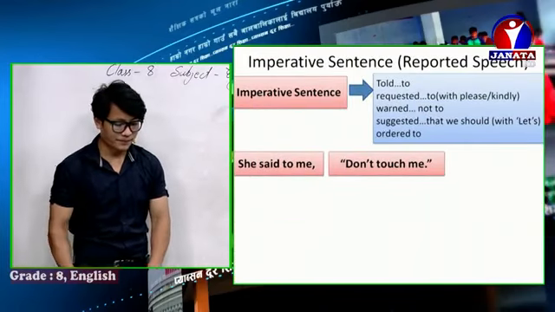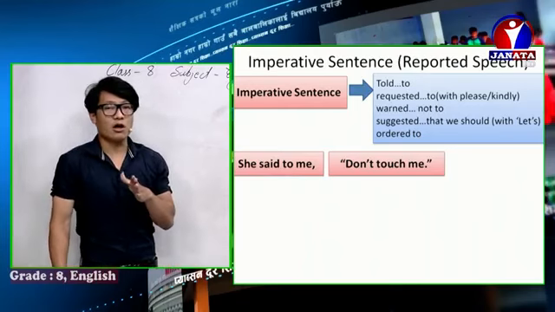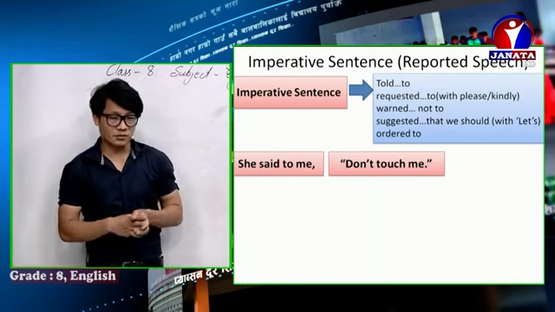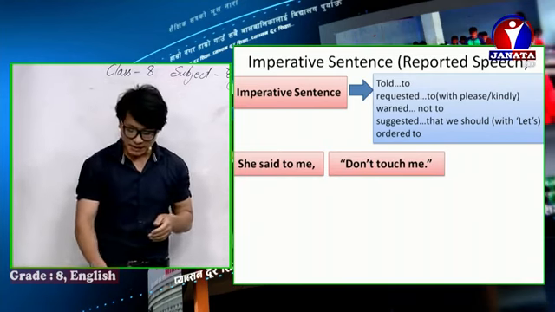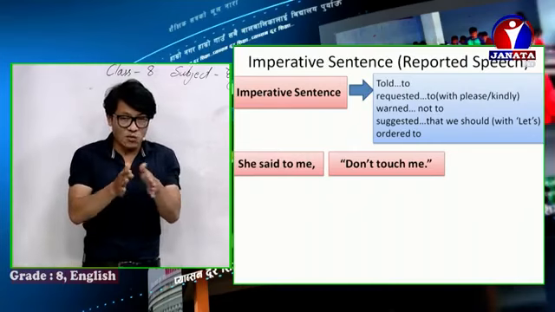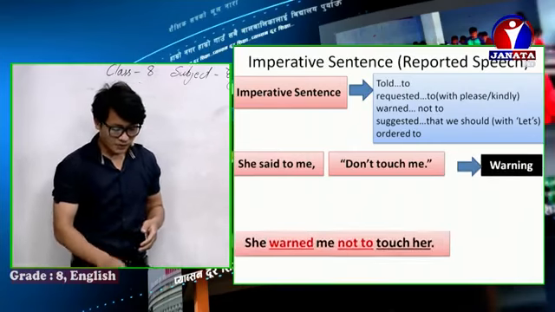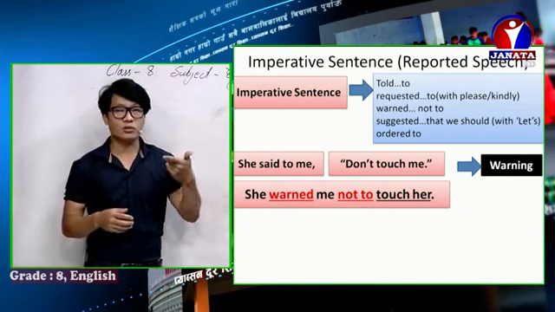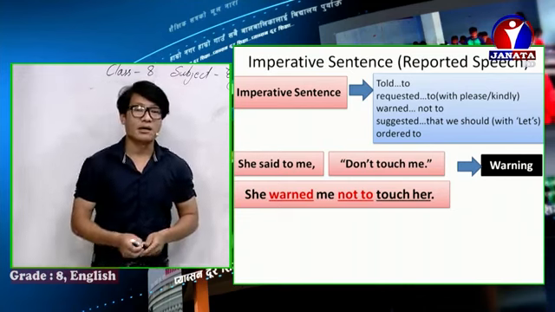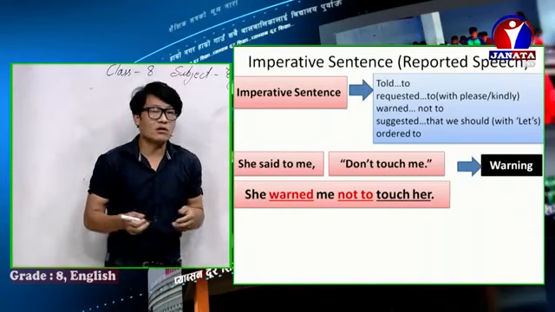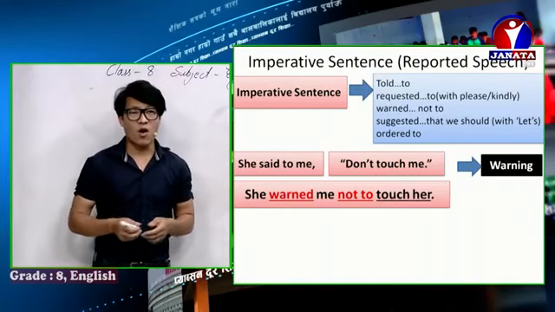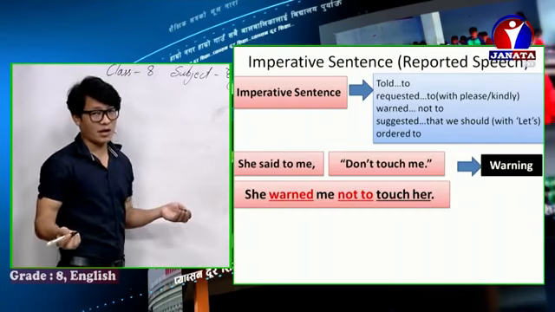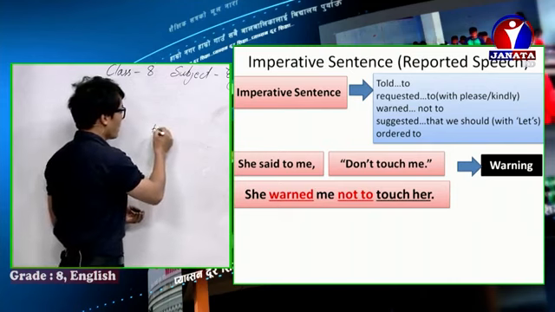Okay. She said to me, don't touch me. So this can be a warning also. So if there is a don't touch me, such a warning, then we need to use she warned me not to touch her. She warned me not to touch her. Sometimes that can be a common sentence also, like don't open the window, don't open the door. That cannot be a warning also. So in such a case, you can use told.